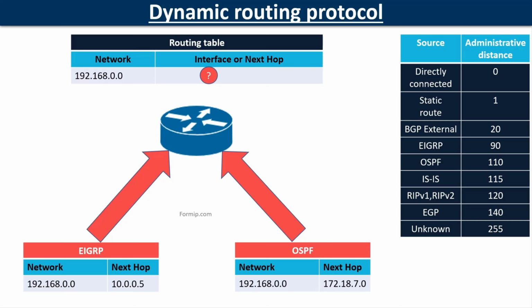Well, in this case, since the administrative distance for OSPF is 110 and 90 for EIGRP, it will choose the EIGRP route and add it to its routing table. The routing protocol with the lowest administrative distance always wins when there are several paths in the routing table.